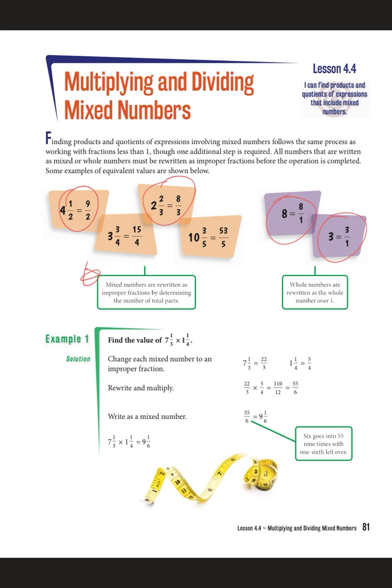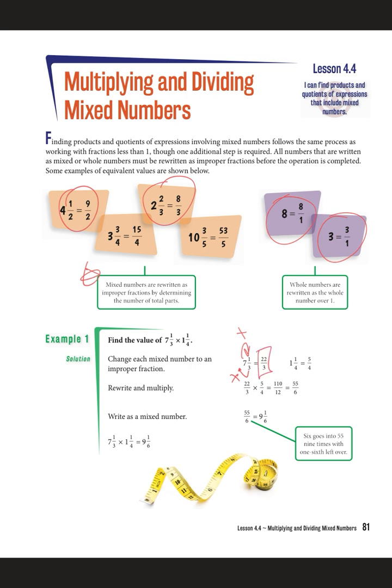So on example number 1, it says find the value of 7 1/3 times 1 1/4. In the solution, it says change each mixed number to an improper fraction. The way you do that, and this is the one thing they don't explain to you that kind of irritates me, is you take the denominator and multiply it by the whole number. So 7 times 3 is 21, and then 21 plus 1 is 22. That's how they get 22/3.